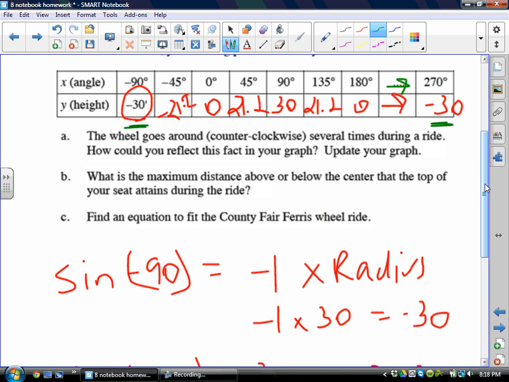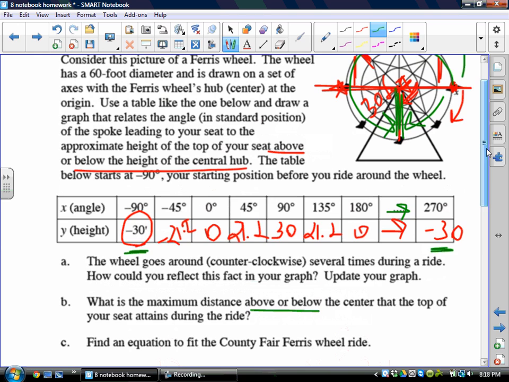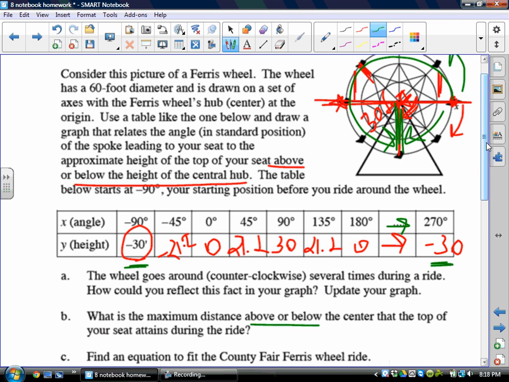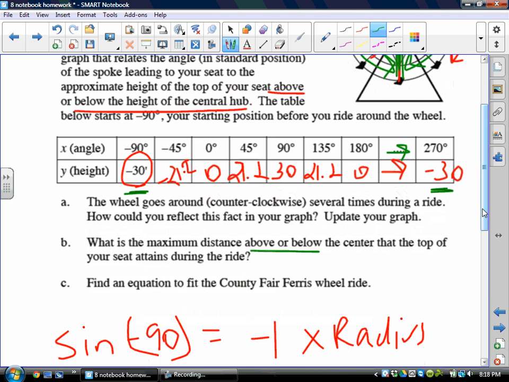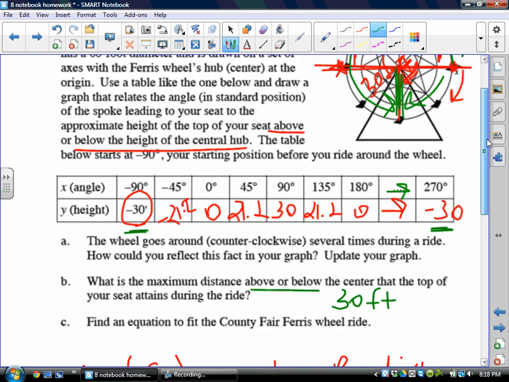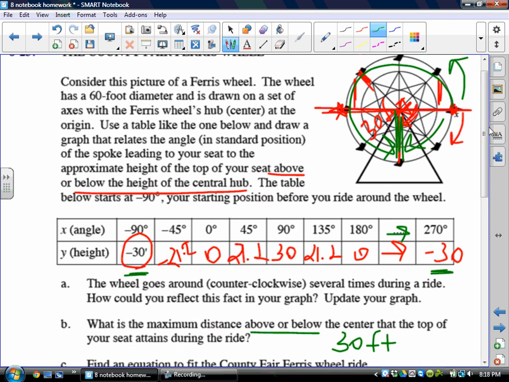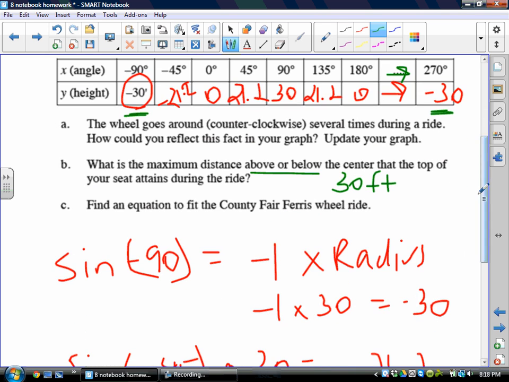Part B, what is the maximum distance above or below the center that the top of your seat attains during the ride? So the maximum distance above or below center. Well, we can see from our table the highest value, positive or negative, is going to be 30 feet. Because the farthest I can go from the center is the actual distance of the radius. It wouldn't make sense to go longer than the radius, that means you're not on the ride anymore. That means your seat broke off, and that is bad.